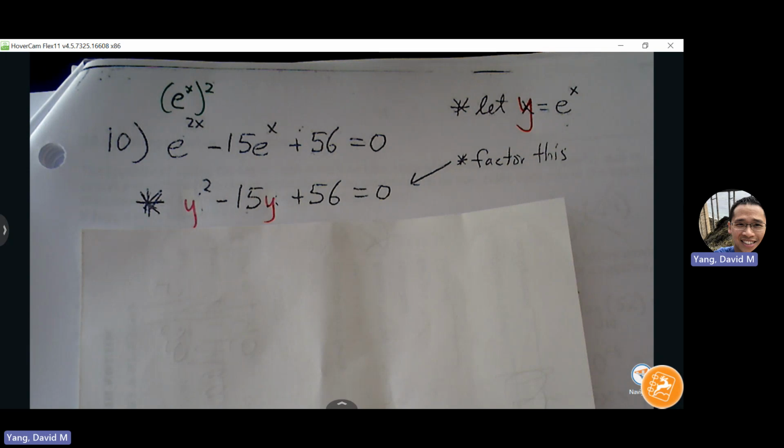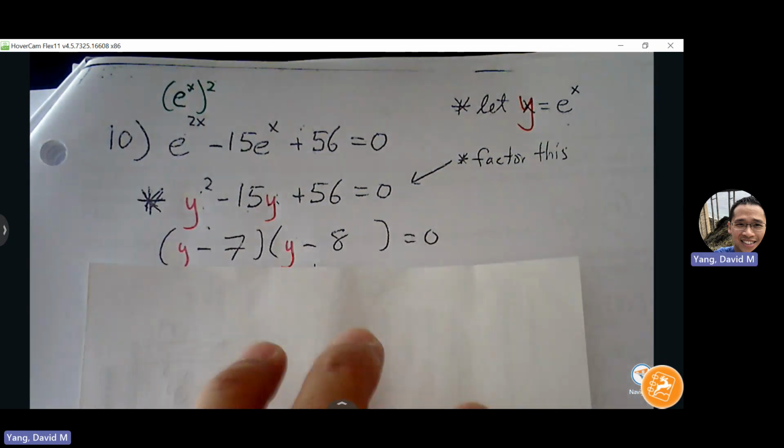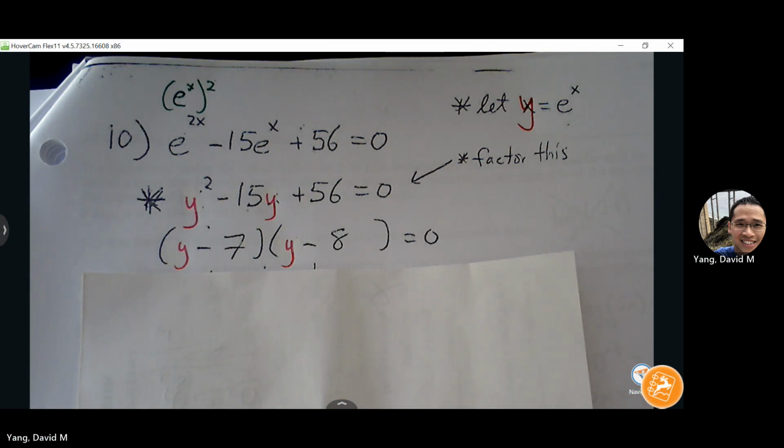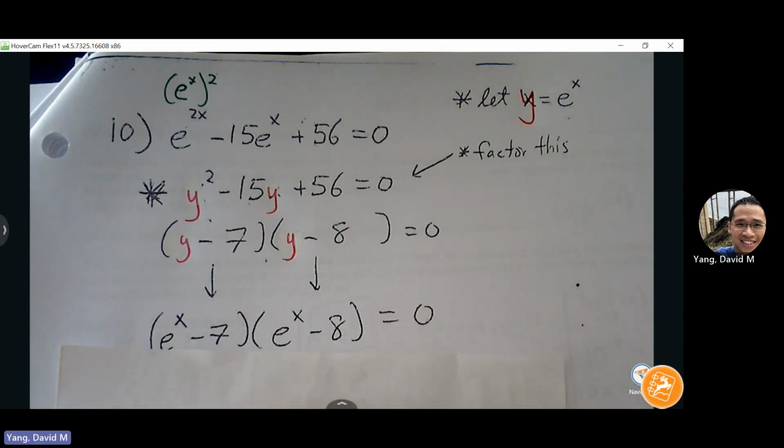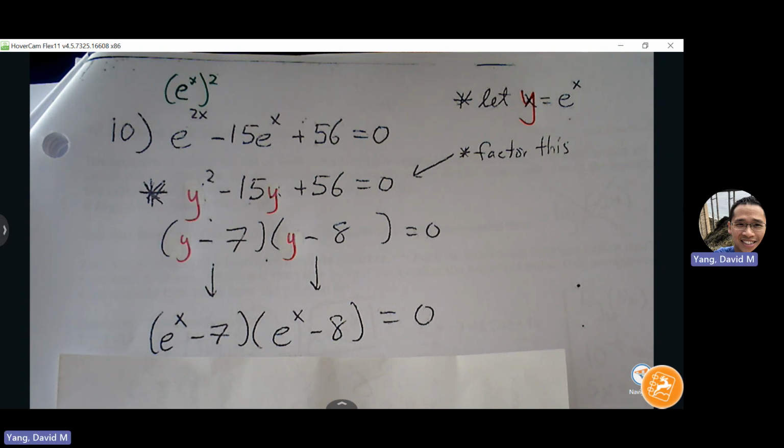Multiplies to be 56, adds to be negative 15. Multiples of 56 are 7 and 8, so negative 7 and negative 8 will do the trick. And then once you get it in factored form, let's bring back our original variables, because our true variable is x. We just use y temporarily if it helps to get through that factoring step. And now we just focus on the two sets of parentheses and solving for e to the x separately within each equation.